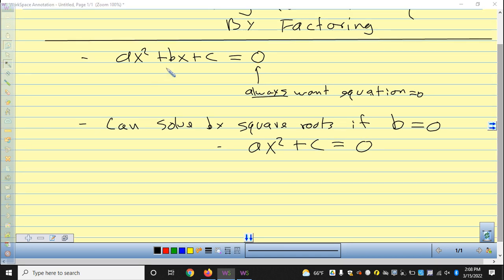Today we're going to solve quadratics where b is not 0. So before, the only way we had to solve those was by graphing. Usually, when we graph those, the vertex is not necessarily in a nice place. They don't necessarily cross the x-axis in a nice place. So factoring is going to be an easier way for us to solve these.